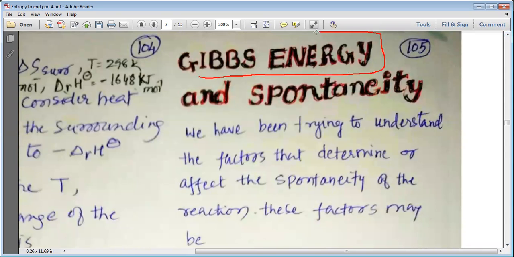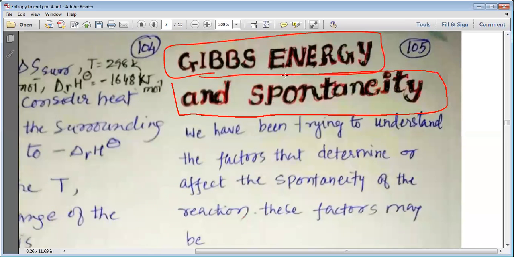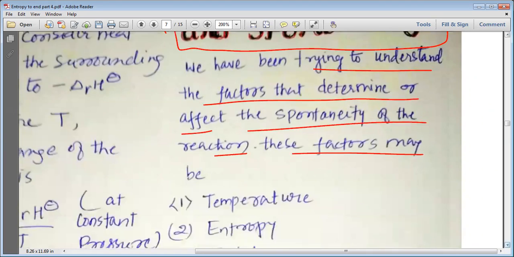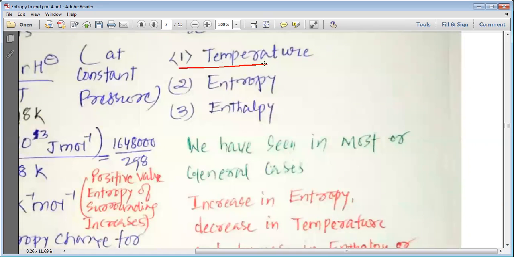My dear students, now we want to study a new thermodynamic function, that is known as the Gibbs energy. Let's have a look at the Gibbs energy, dear students. We have been trying to understand the factors that determine or affect the spontaneity of the reactions. These factors may be: number one, it is temperature, it is entropy, it is enthalpy.